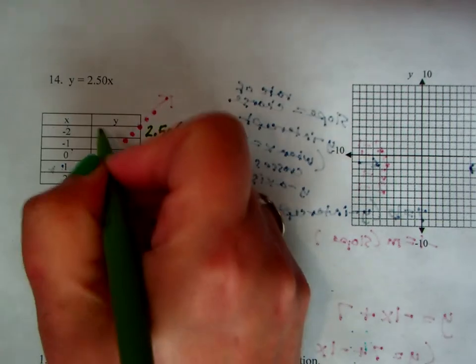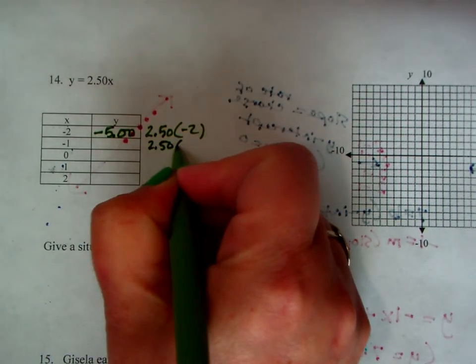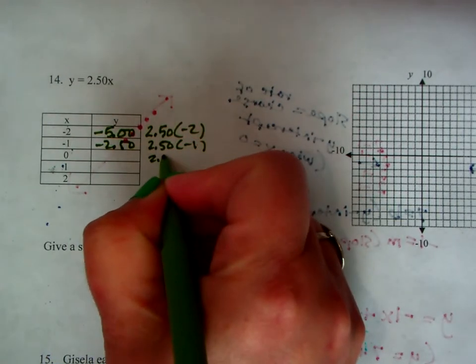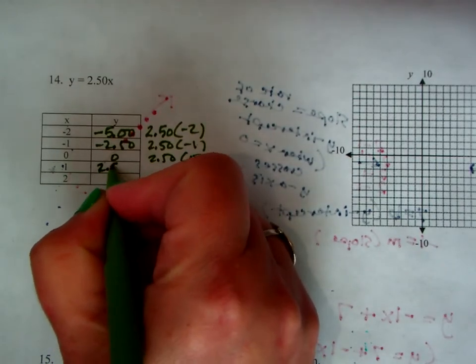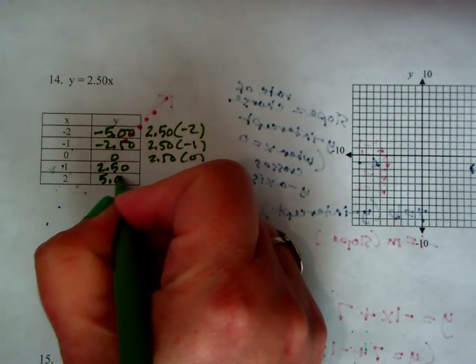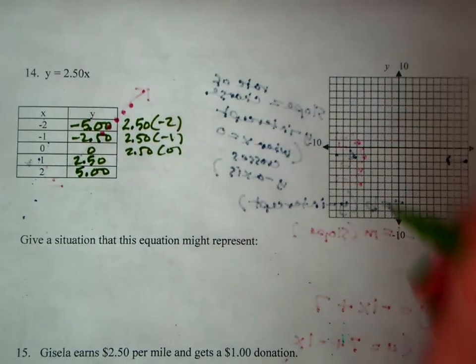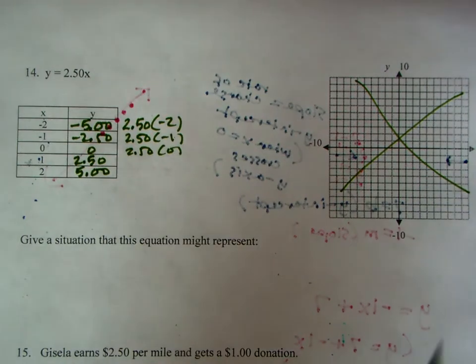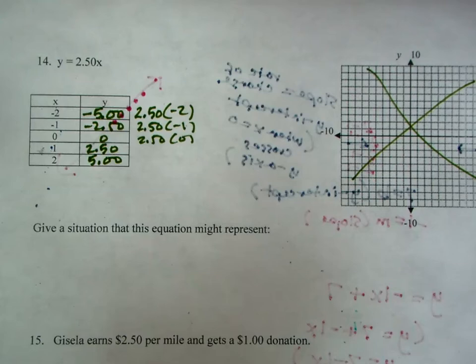So 250 times negative 2, which would be negative 5. And 250 times that negative 1, which is negative 250. 250 times 0, which is 0. And then this is going up by 250 every time. So there it would be 250 and 5. Don't worry too much about the graph for that one, because as it's going up by small amounts, if you only have paper, it's not going to work that well. So a situation this might represent.